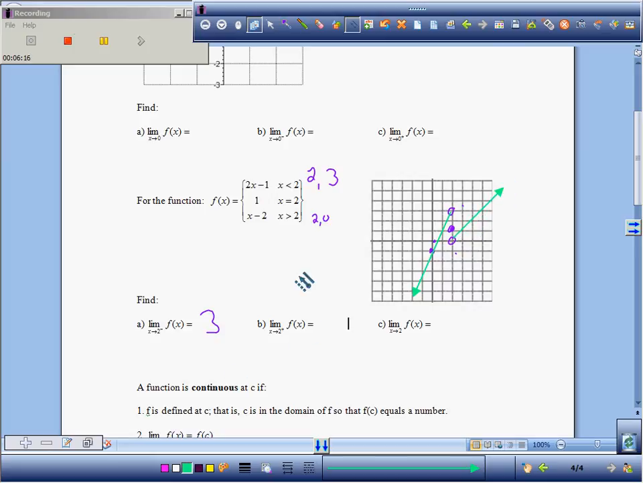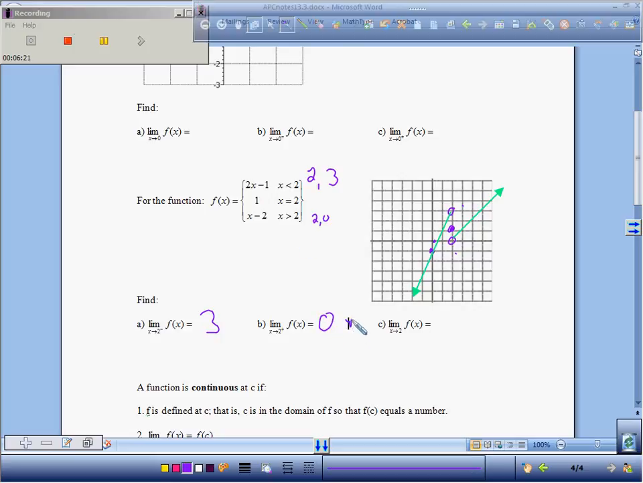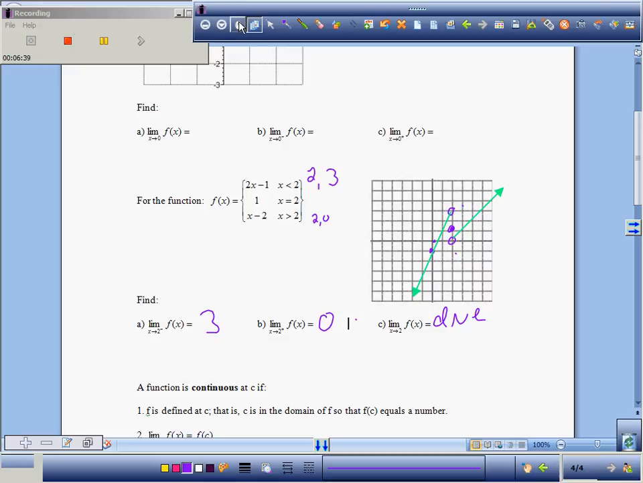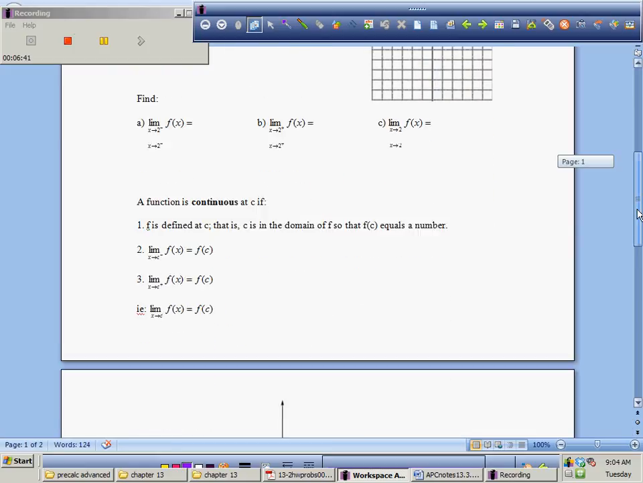Okay? So this value is 0, and what would be the limit as x goes to 2? DNE, okay, because it's approaching a different limit from the left to the right, and that's that. Questions? Okay. So next, we're going to look at these rules.